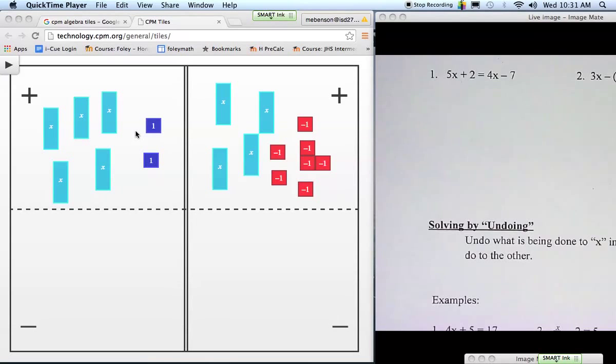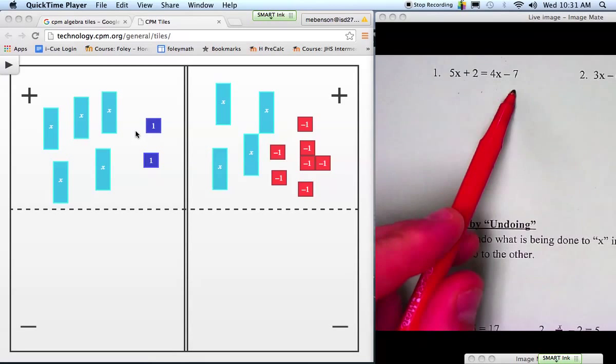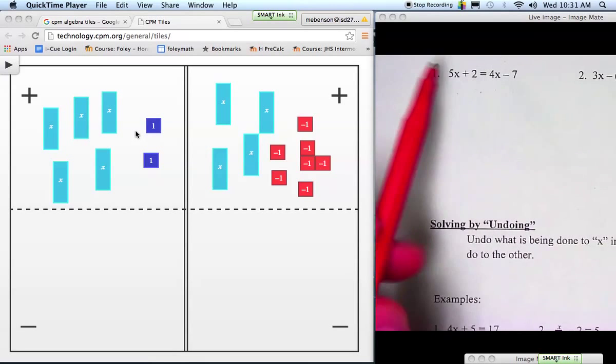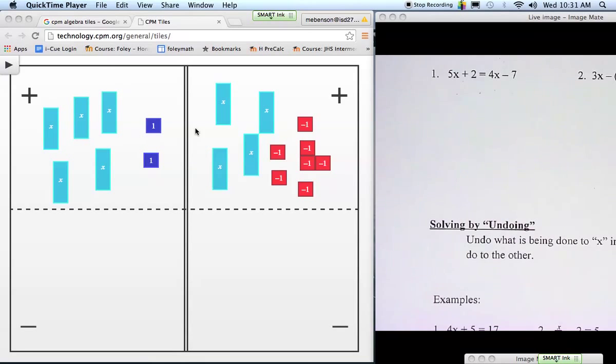Notes on how to solve equations. This is the first one: 5x plus 2 equals 4x minus 7. So I'm going to write down the algebra steps over on the notes and talk through the algebra tiles over here. I've got the tiles set up.